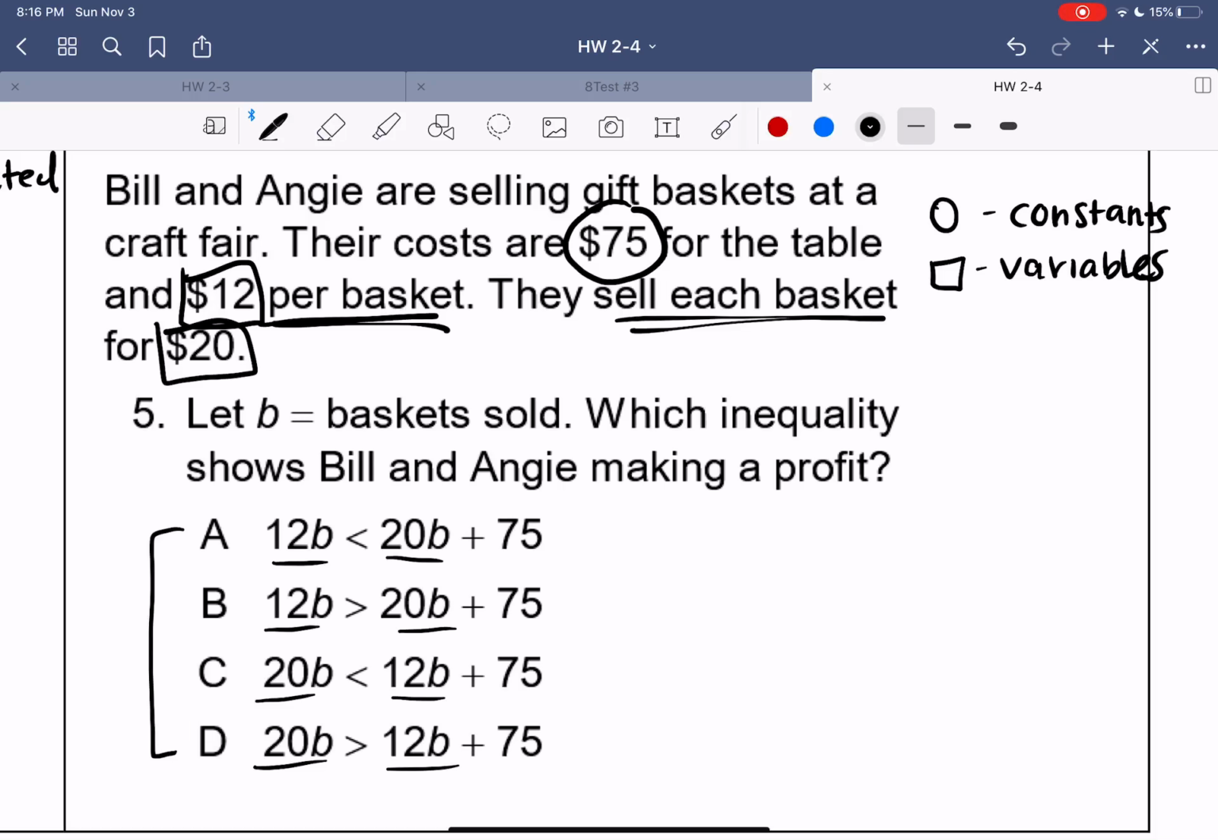It says, which inequality shows Bill and Angie making a profit? So making a profit would be larger. So the amount that Bill and Angie have spent is less than the amount of money that they're earning. So go ahead and look at those questions and figure out which inequality would make them have a profit.